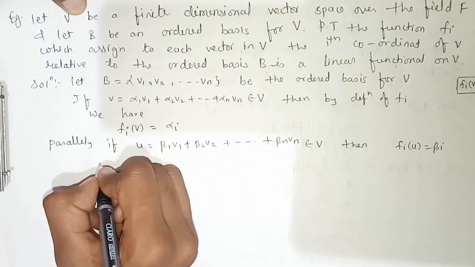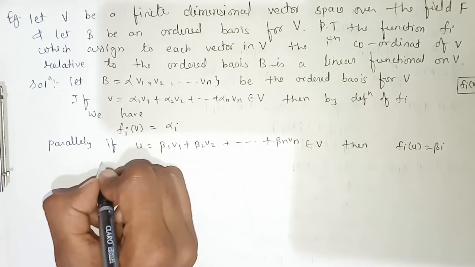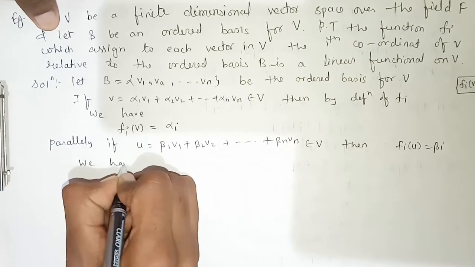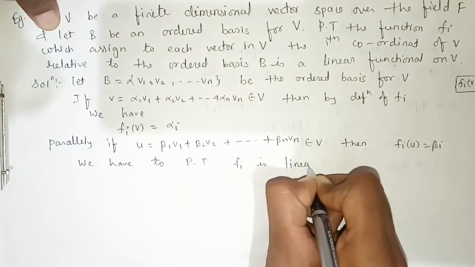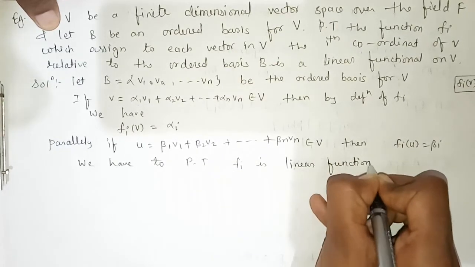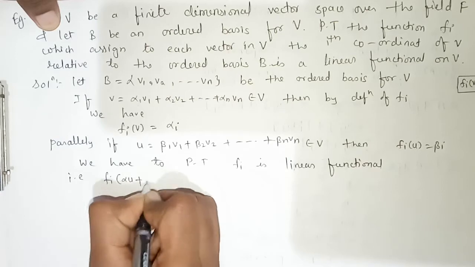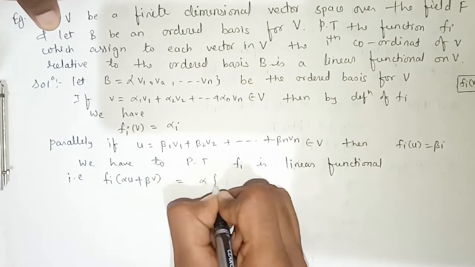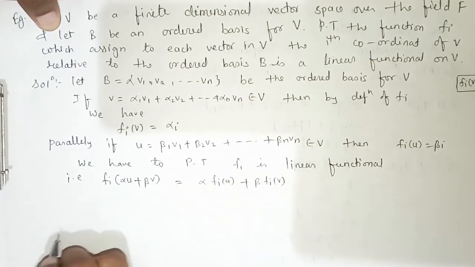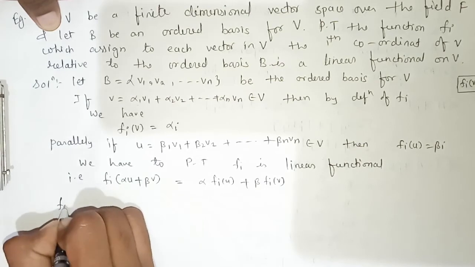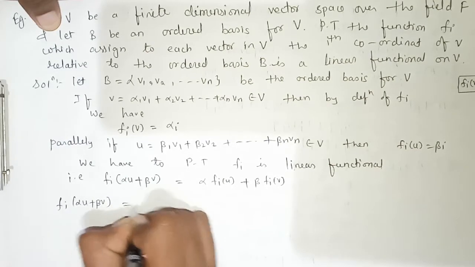So V is this and our u is this. Now we have to prove that fi is a linear functional. So to prove that fi is a linear functional, we have to prove that fi of alpha u plus beta v is equal to alpha fi of u plus beta fi of v. So we have to prove this. Now we will take the left hand side, fi of alpha u plus beta v. Fi remains as it is.